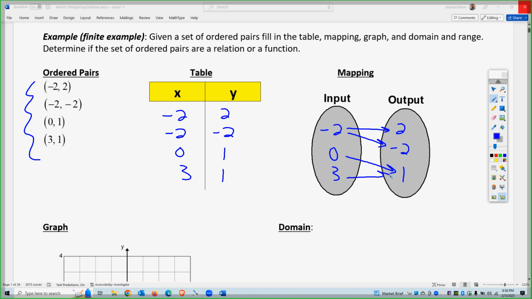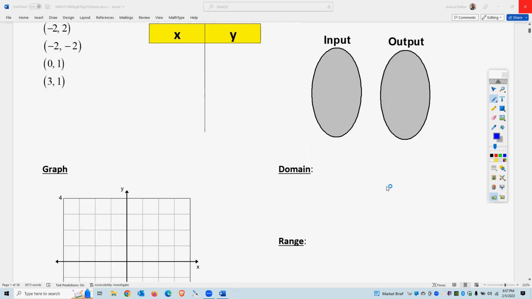Okay, so the question of whether this is a function or not, the answer is no, because this input right here, this input of -2, has 2 outputs. So you get something and it has 2 different outputs. That's not, in fact, a function. So this is just a data set, just a relation essentially.